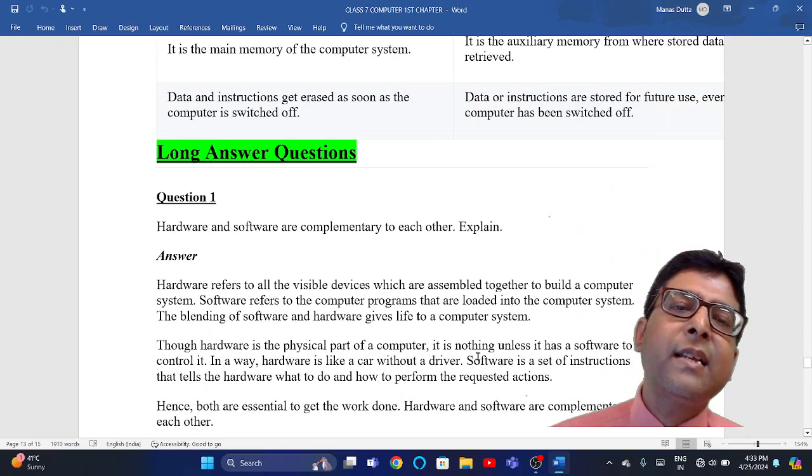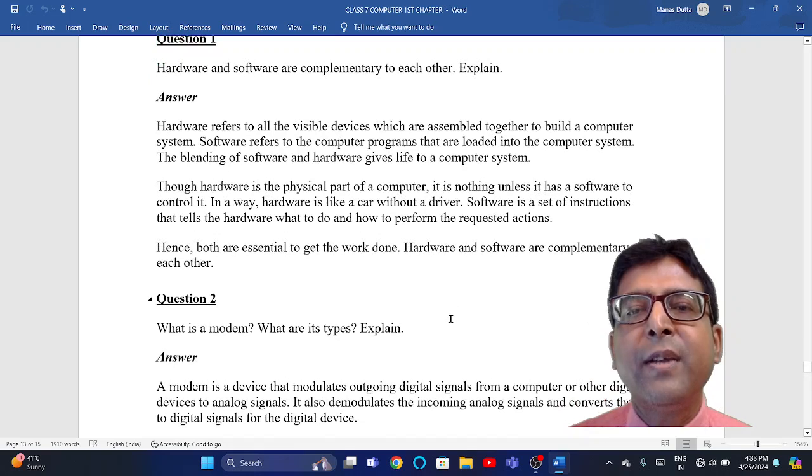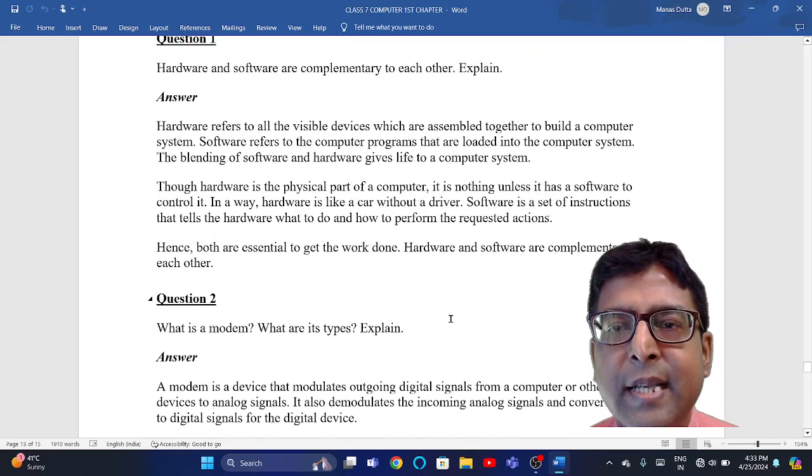There are some long answer questions. Question 1, hardware and software are complementary to each other. Explain.